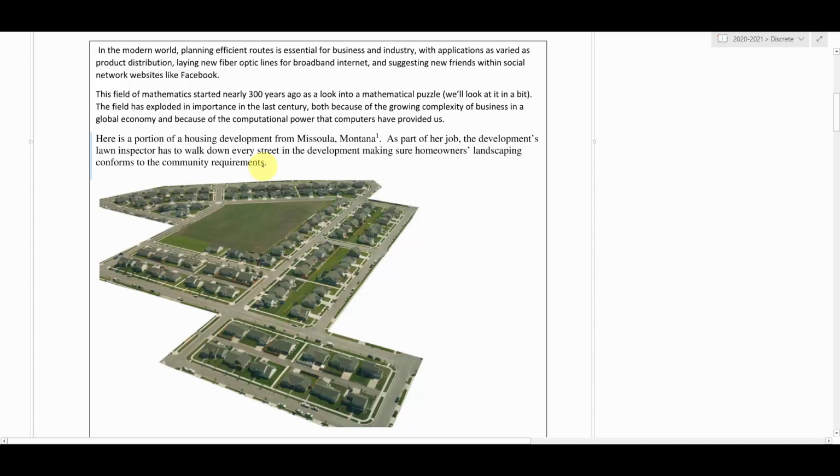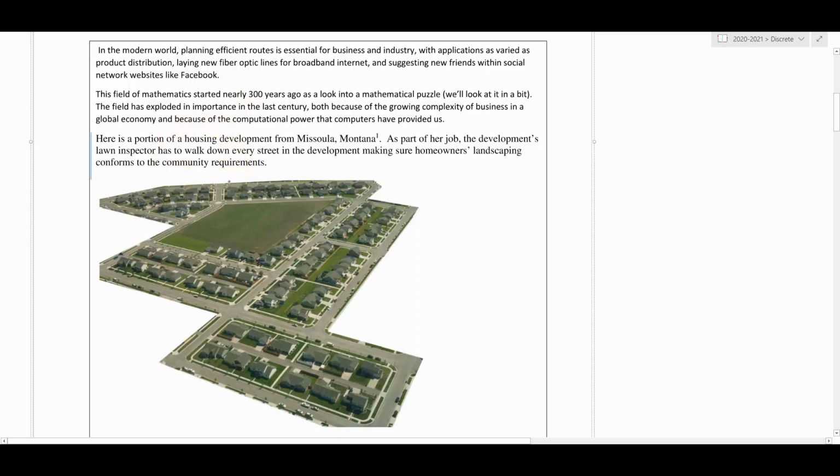But it has exploded in importance in the last century because of the growing complexity of businesses and a global economy, and simply because now we have the computational power to really go through some of the graph theory algorithms that we're going to learn in this unit and quickly calculate those algorithms. We use those algorithms to find shortest paths, efficient paths, quickest paths, and so forth. And like I said, as we go through you'll see what I'm talking about.